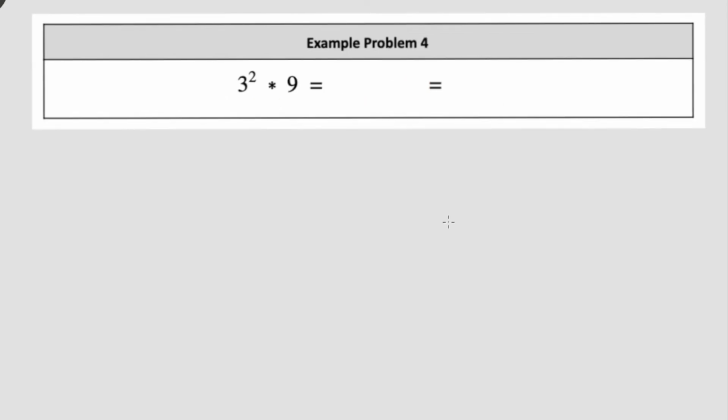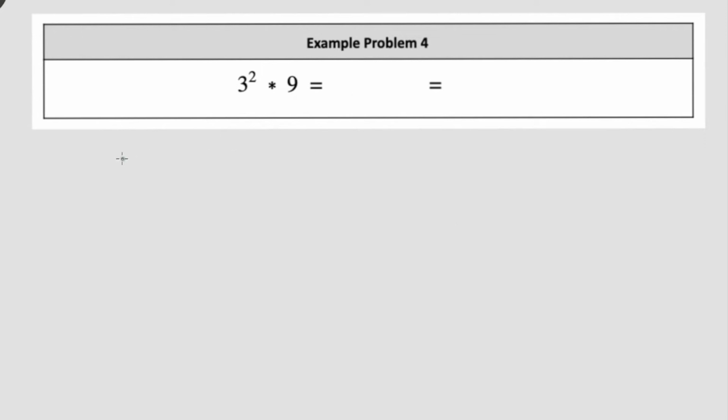Cool. We have one last example problem left. You've worked hard until now. You've got this. We're almost done. So this is another kind of example problem that you might see. When you first look at this, you might think, oh, 3 to the power 2 times 9, there's nothing for me to do here.